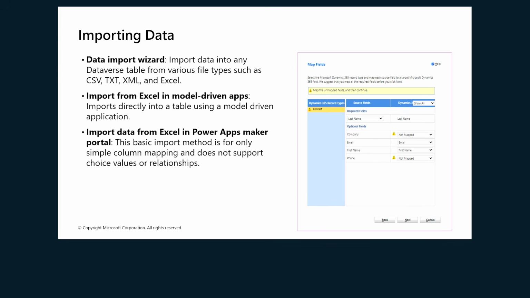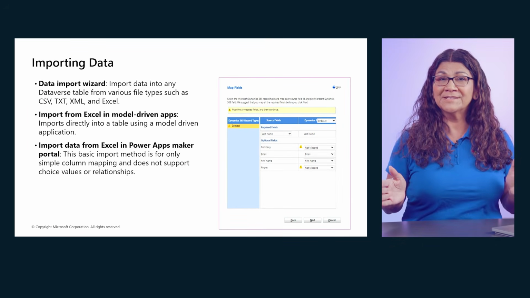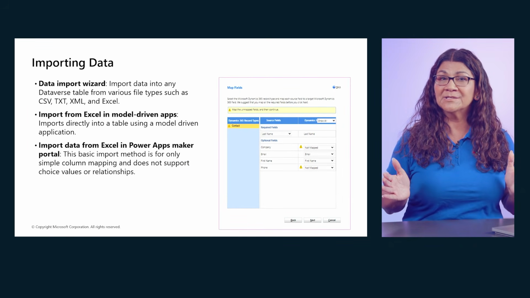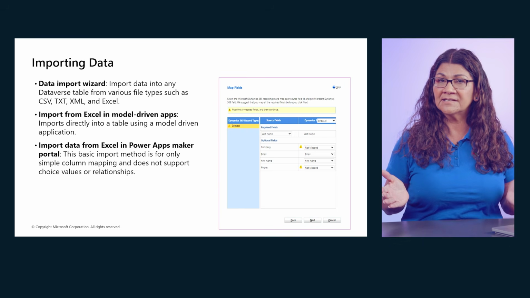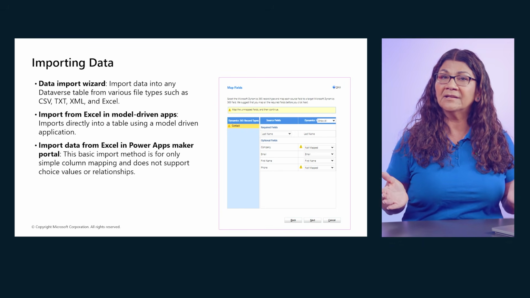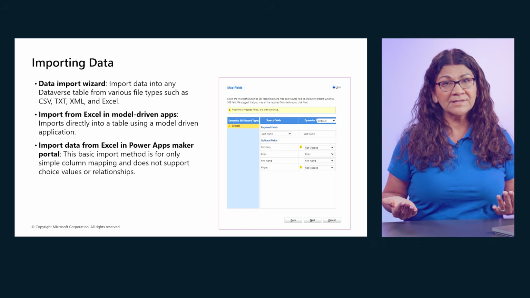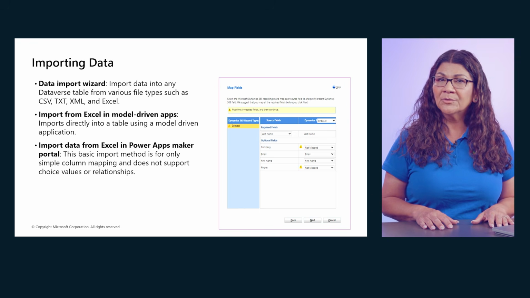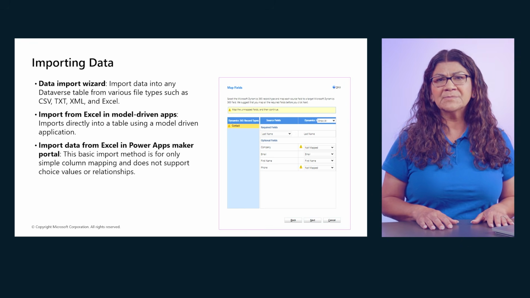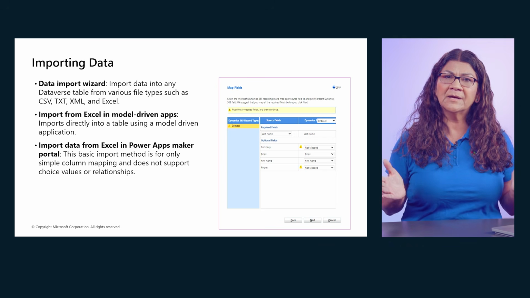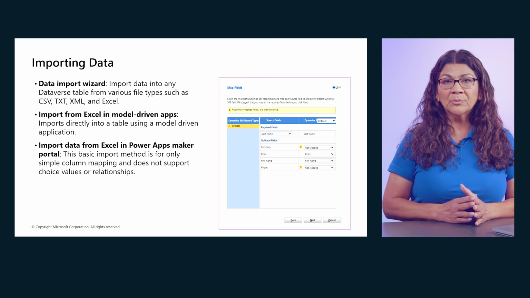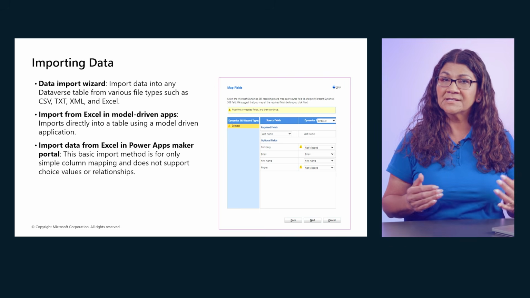There are three primary methods for importing data into Microsoft Dataverse, each tailored to different levels of complexity and user needs. The Data Import Wizard is the most flexible option, supporting multiple file types, including CSV, TXT, XML, and Excel. It allows users to map columns, handle choice values, and even import multiple tables from a zip file. This makes it ideal for scenarios where data comes from diverse sources or when importing into multiple tables is required.